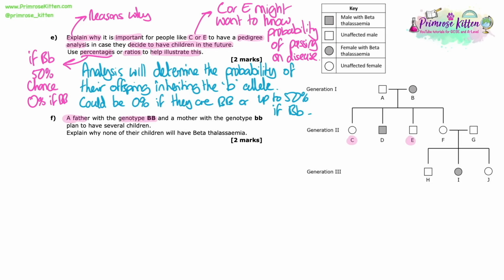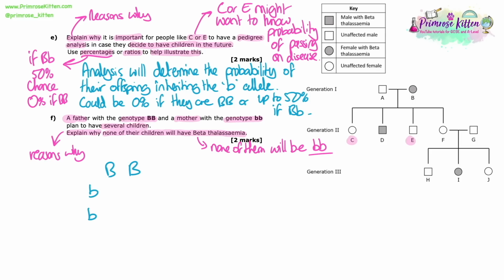A father with the genotype capital B, so homozygous dominant, and a mother with the genotype little b, or homozygous recessive, plan to have several children. Explain why none of their children will have beta thalassemia. So explain why none of their children will be little b. And when it comes to these questions, it's often just easier to draw a Punnett square rather than trying to write it out in words. And often you will get marks for that as long as you annotate it correctly.